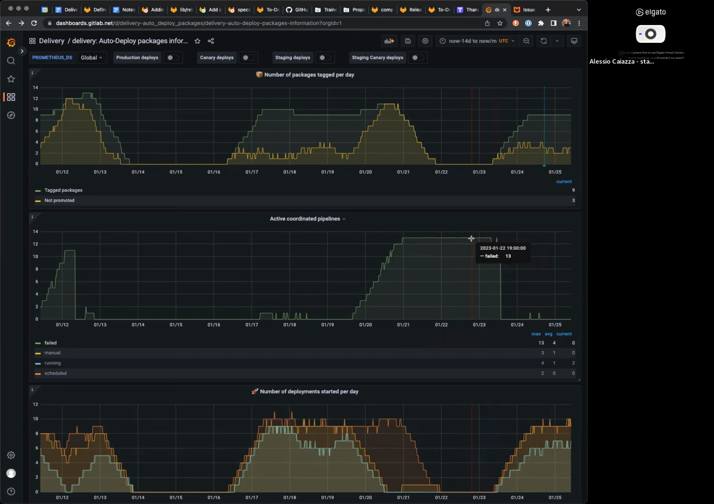That's the thing, right? So this is counting, no, this is counting coordinated pipelines by status since the last successful one. So what this tells us is that for this period of time, from the 21st to the 23rd, we had 13 failed pipelines since the last successful pipeline on the coordinated pipeline. So that's exactly the number you want. And it goes down to 0 when you actually have a successful deployment.